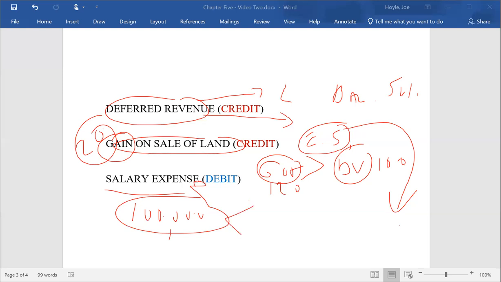So if, for example, you paid $90,000, then you would have a salary payable, a liability for the other 10. This is the total amount that's been earned.